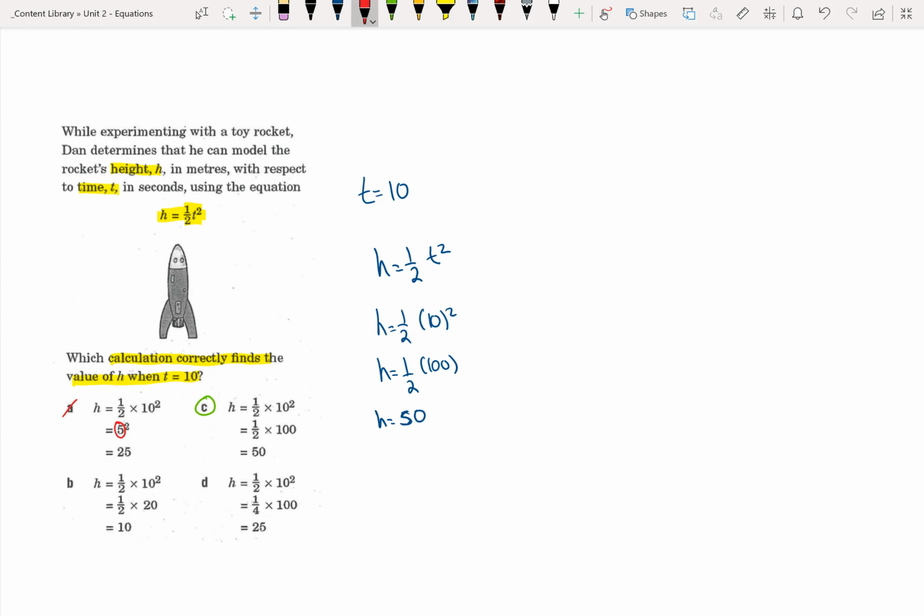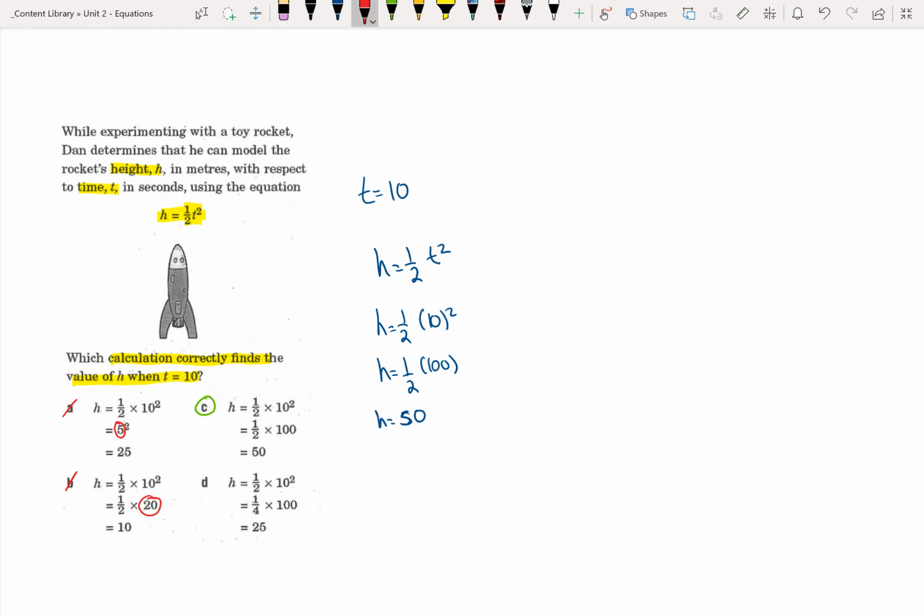For B, they did get rid of the exponent first, however, they got rid of the exponent incorrectly. 10 squared is not 20 because it's not 10 times 2, it's 10 times 10. So B is wrong. C we already know is right, we're just eliminating the other options.